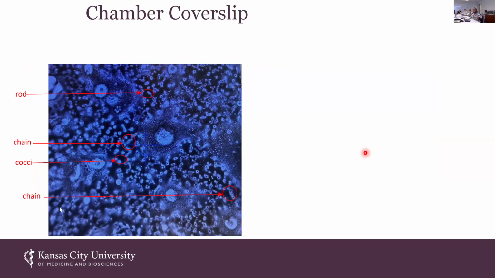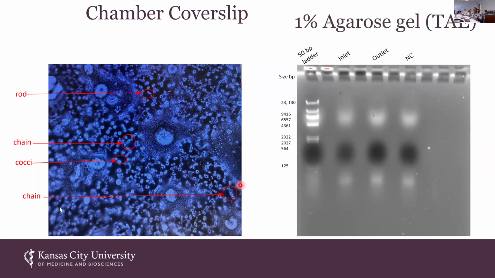This is just an example of a biofilm we were able to see. Here we see different shapes of bacteria, suggesting the presence of different bacteria within the biofilm. We can see some rods here, some chains, some cocci, and some chains here again. Then we tried isolating the DNA from the gel, but we were unsuccessful in doing that. We plan on optimizing our techniques so we can better visualize our desired PCR product here.